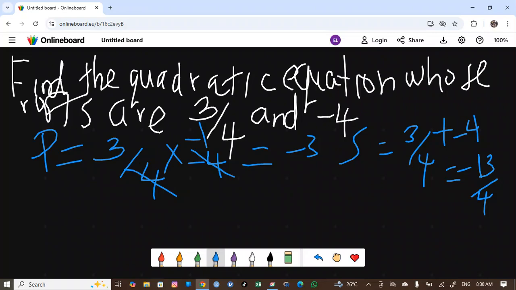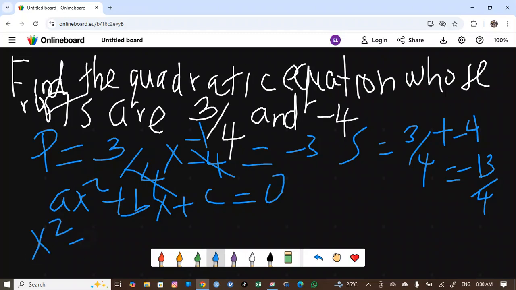So the equation is normally written in the form ax squared plus bx plus c equals 0. So it will be x squared plus, what is our b? b is normally the sum, negative 13 divided by 4, that will be bx, then plus c. Our c is normally the product, minus 3, equal to 0.